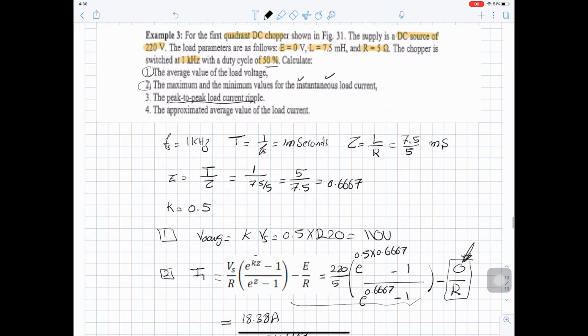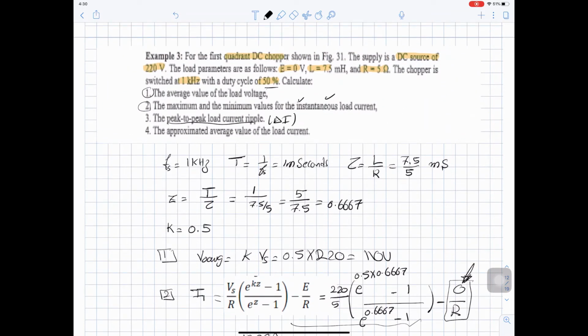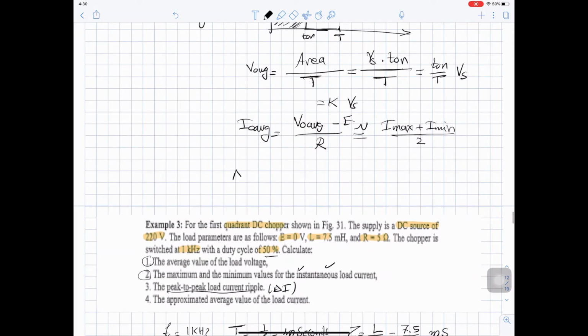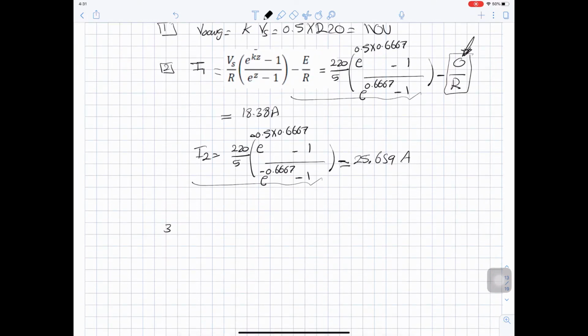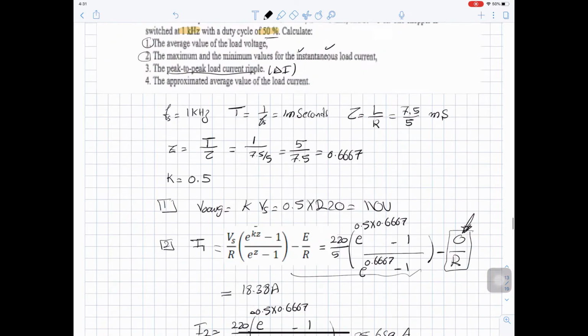Calculate the peak to peak current ripple, which we name delta I. The peak to peak current ripple, or delta I, is simply your maximum minus your minimum. The current is going from I minimum to I maximum and going back to I minimum. So delta I equal to I2 minus I1. So we can find the current ripple to be 7.279 ampere. This is the peak to peak current ripple.